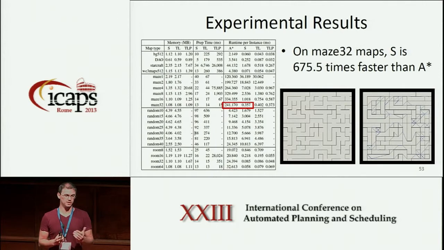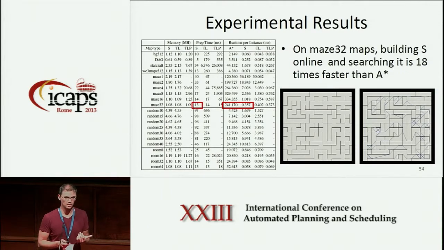So the first and the best result we have is on mazes with corridor width 32, where simple subgoal graphs are 675 times faster than A star. And this is not very surprising because when you think about it, if you double the corridor width, the number of subgoals remains the same, but the number of cells that A star has to expand is quadrupled. Also, on the same maps, it is 18 times faster to compute the subgoal graph online and then do the search rather than do an A star search.